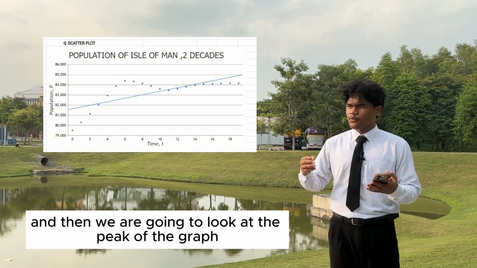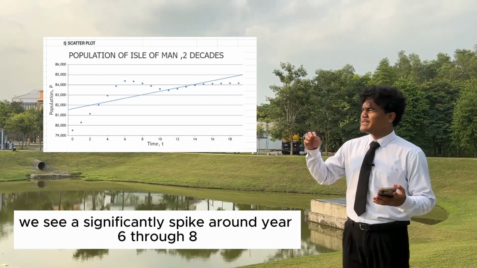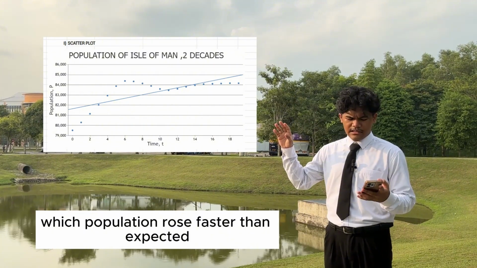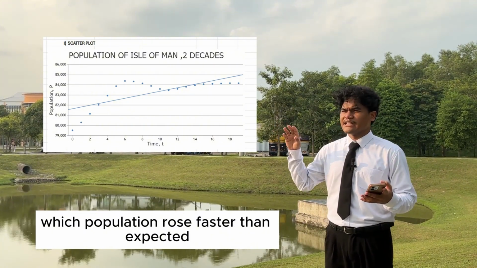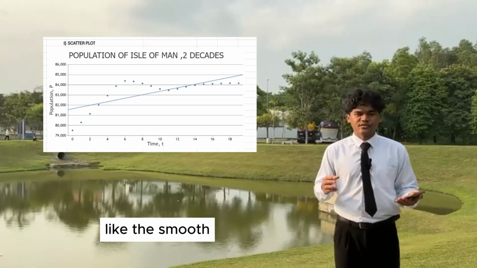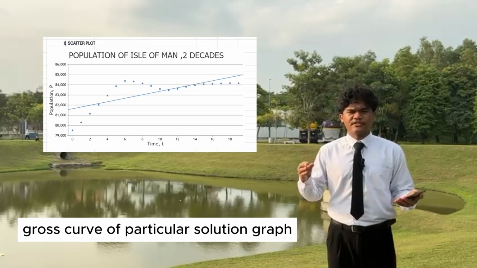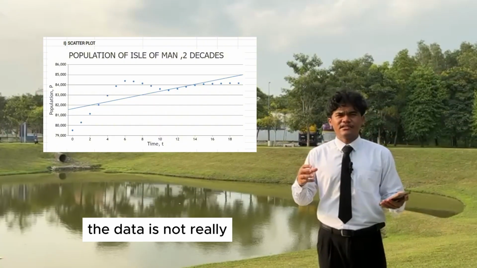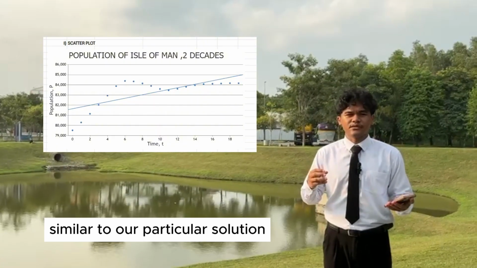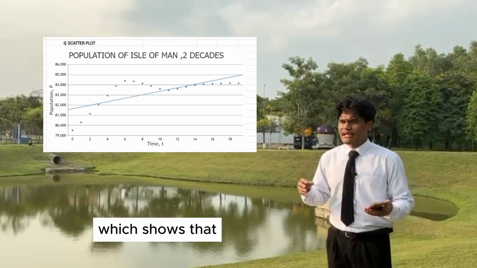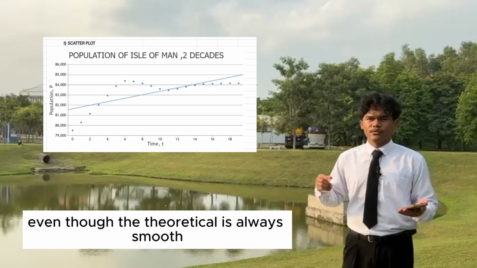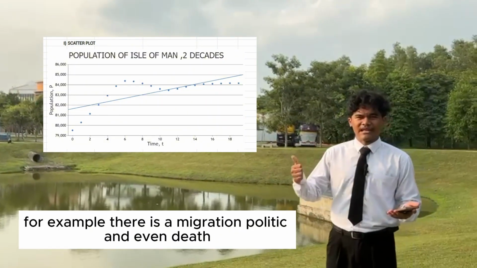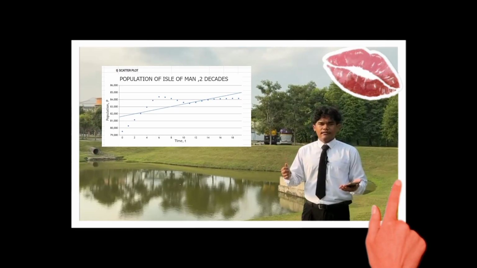Then we look at the peak of the graph. We see a significant spike around years 6 through 8, where the population rose faster than expected from the smooth growth curve of the particular solution graph. We could see from the scatter plot that the data is not really similar to our particular solution, which shows that even though the theoretical curve is smooth, there are a lot of factors that affect the growth, for example migration, politics, and even death.